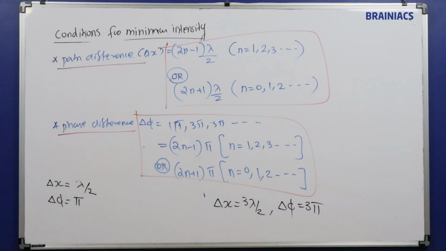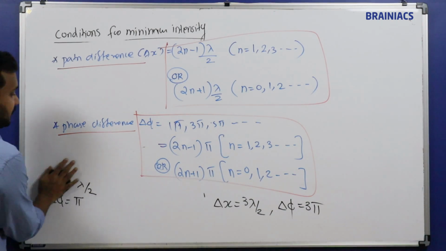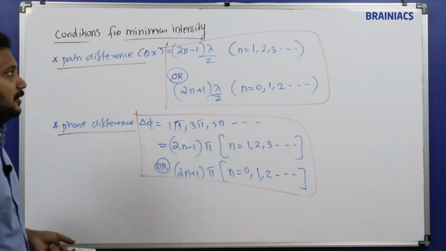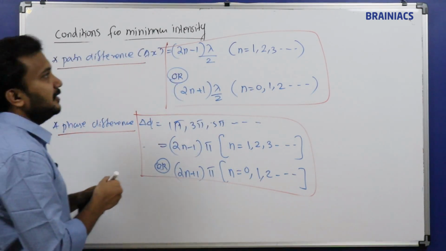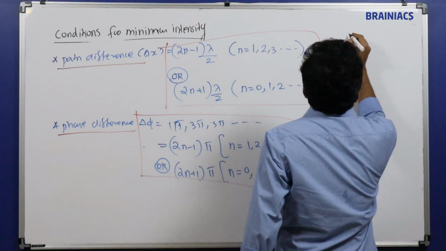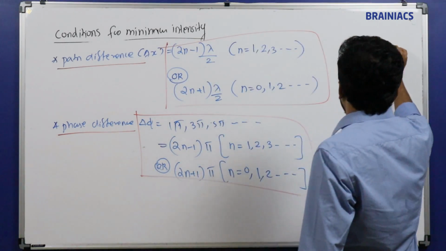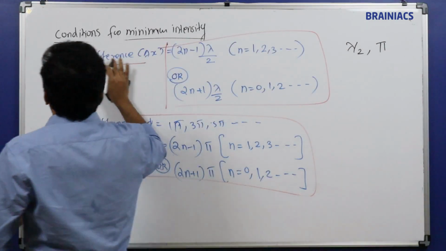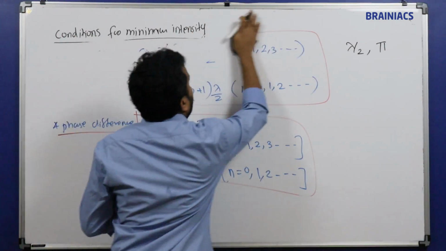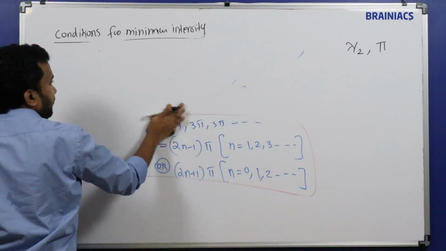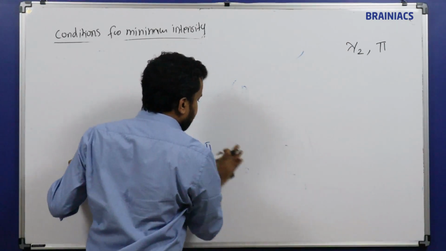Okay, not both. Similarly we are going to find out the maximum and the minimum intensity values as in the previous examples. So this is clear, right? You can take any of these values. Now I am taking the first condition. The first condition is lambda by 2, and the phase difference is pi. I am taking that condition. I am going to find out the minima. Let's take one example. You can take any values.